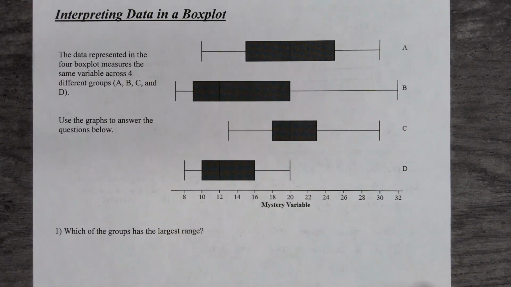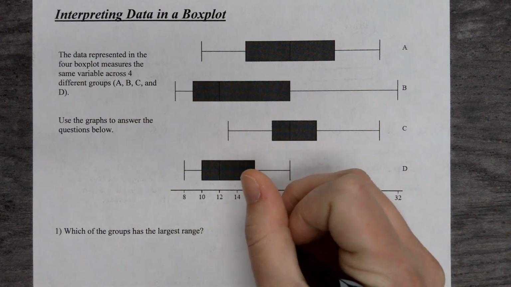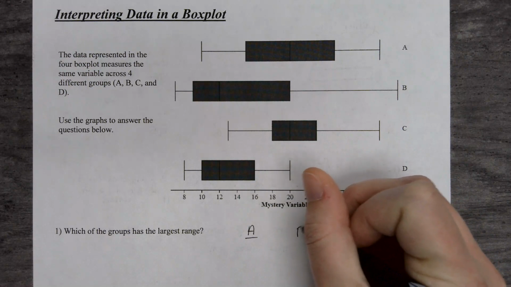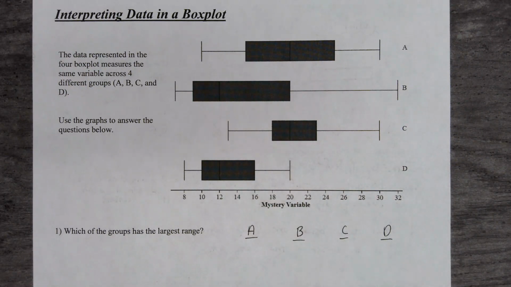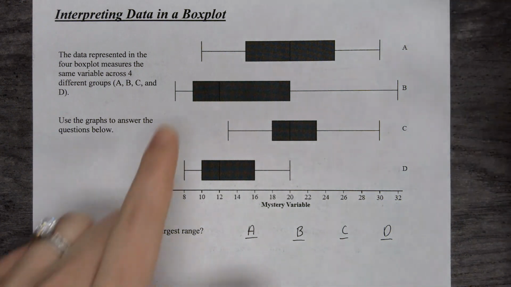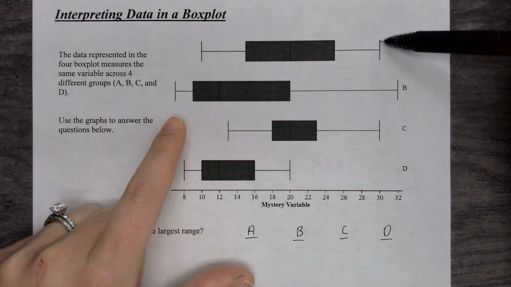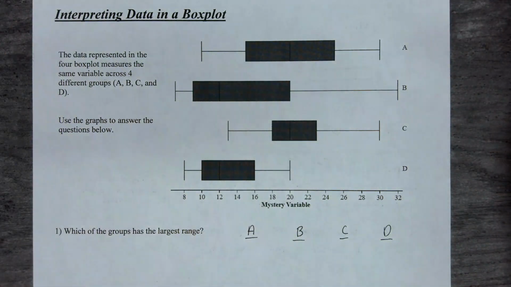We're going to take a look at which group has the largest range. So let's find the range for each one. I'm going to find my range for A, for B, for C, and for D. Remember, all we're doing is taking the maximum minus the minimum. With these values, our maximum and minimums are actually just lines instead of dots. And sometimes that happens, and that's totally fine.